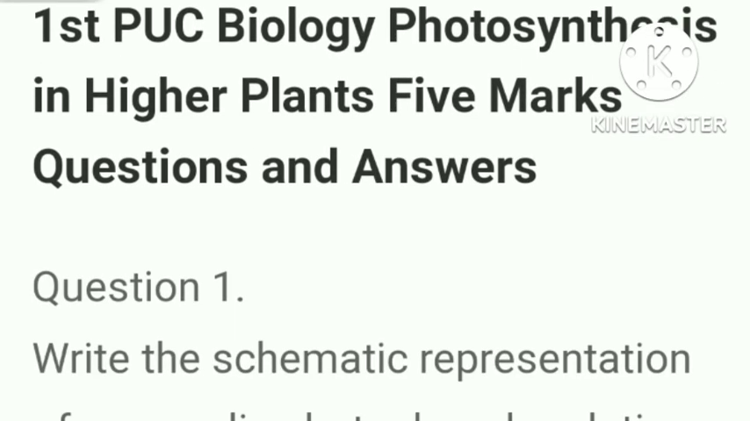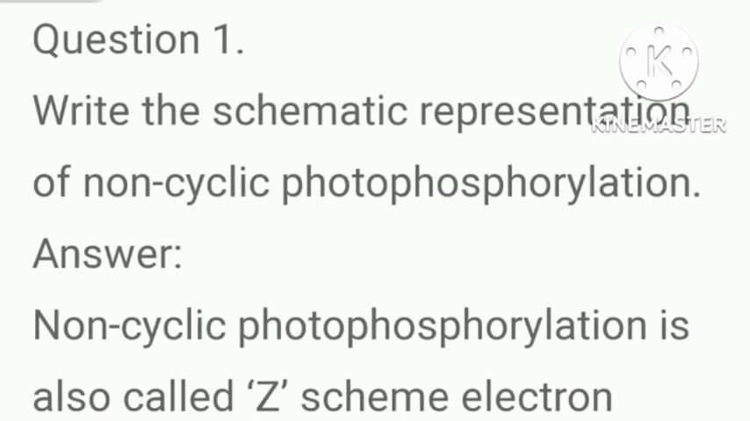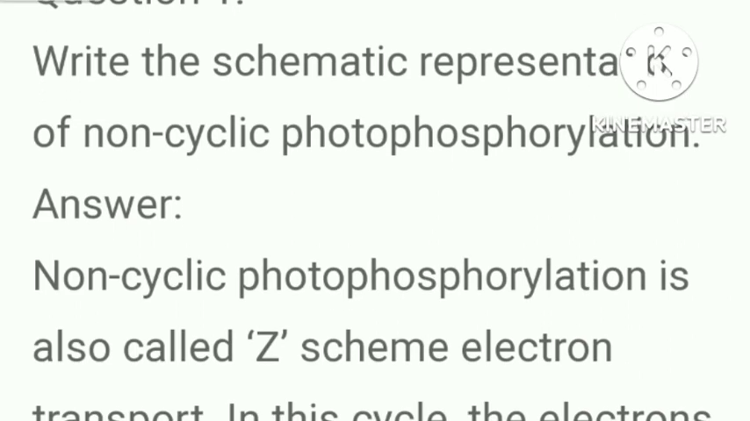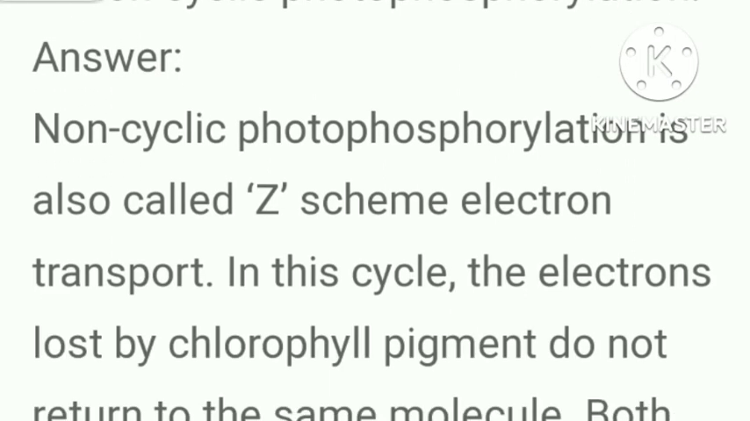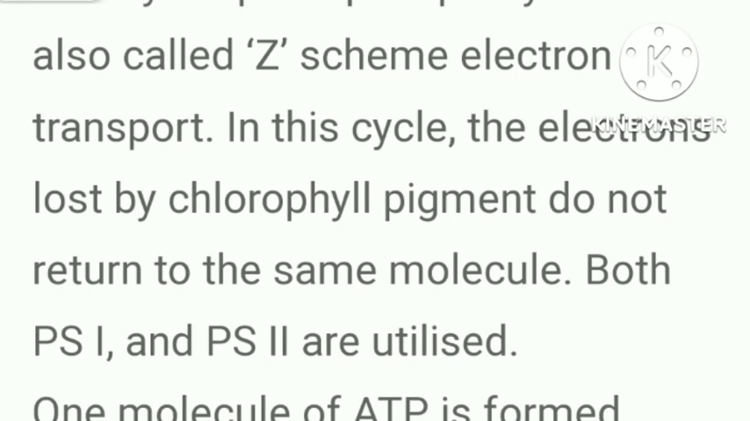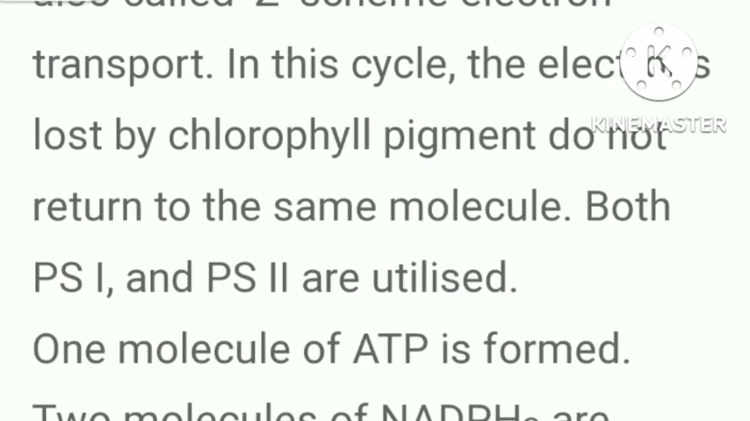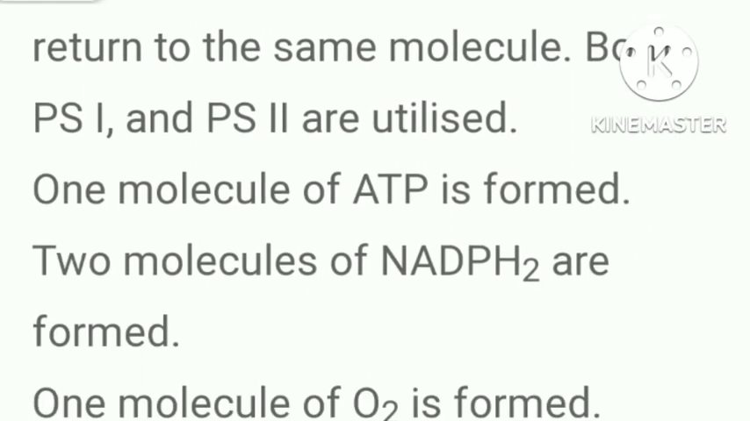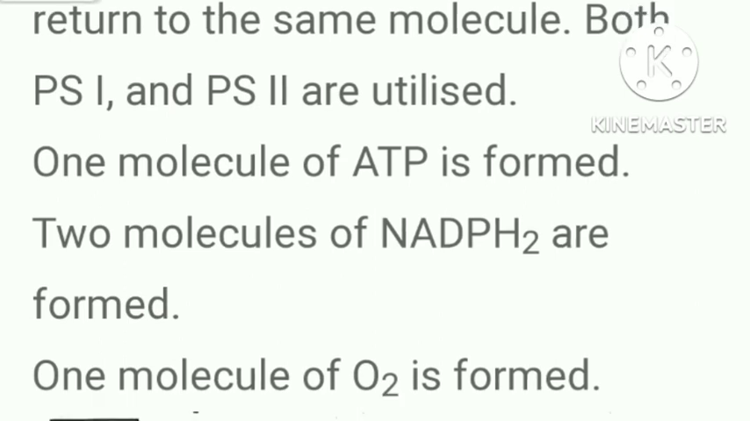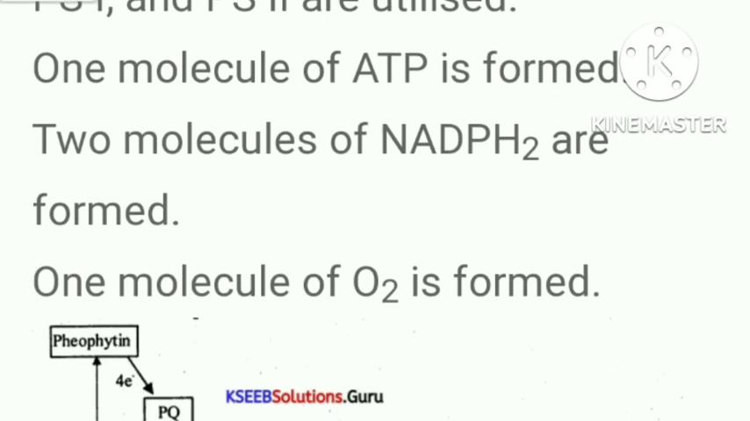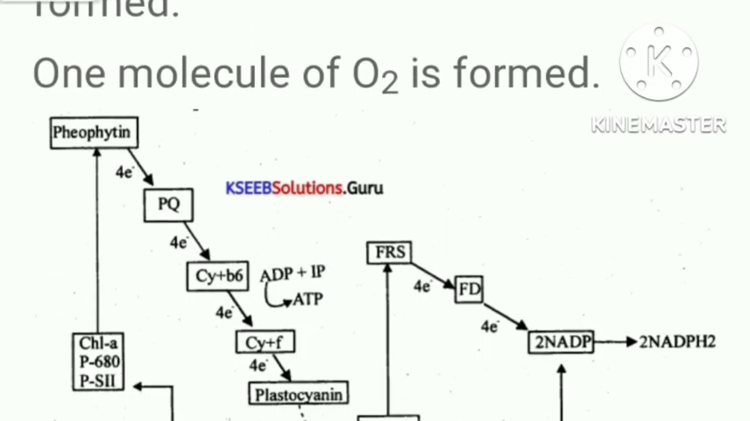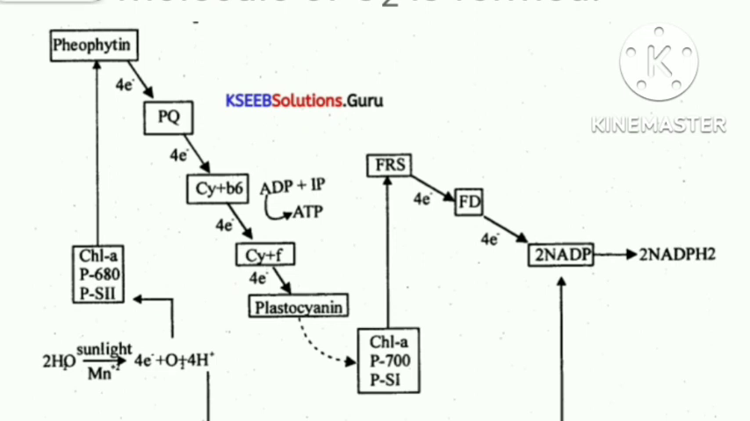Next is 5 marks question and answers. First, write the schematic representation of non-cyclic photophosphorylation. Answer. Non-cyclic photophosphorylation is also called Z-scheme electron transport. In this cycle, the electrons lost by chlorophyll pigment do not return to the same molecule. Both PSI and PSII are utilized. One molecule of ATP is formed, two molecules of NADPH2 are formed. One molecule of oxygen is formed, and here is the diagram for that.